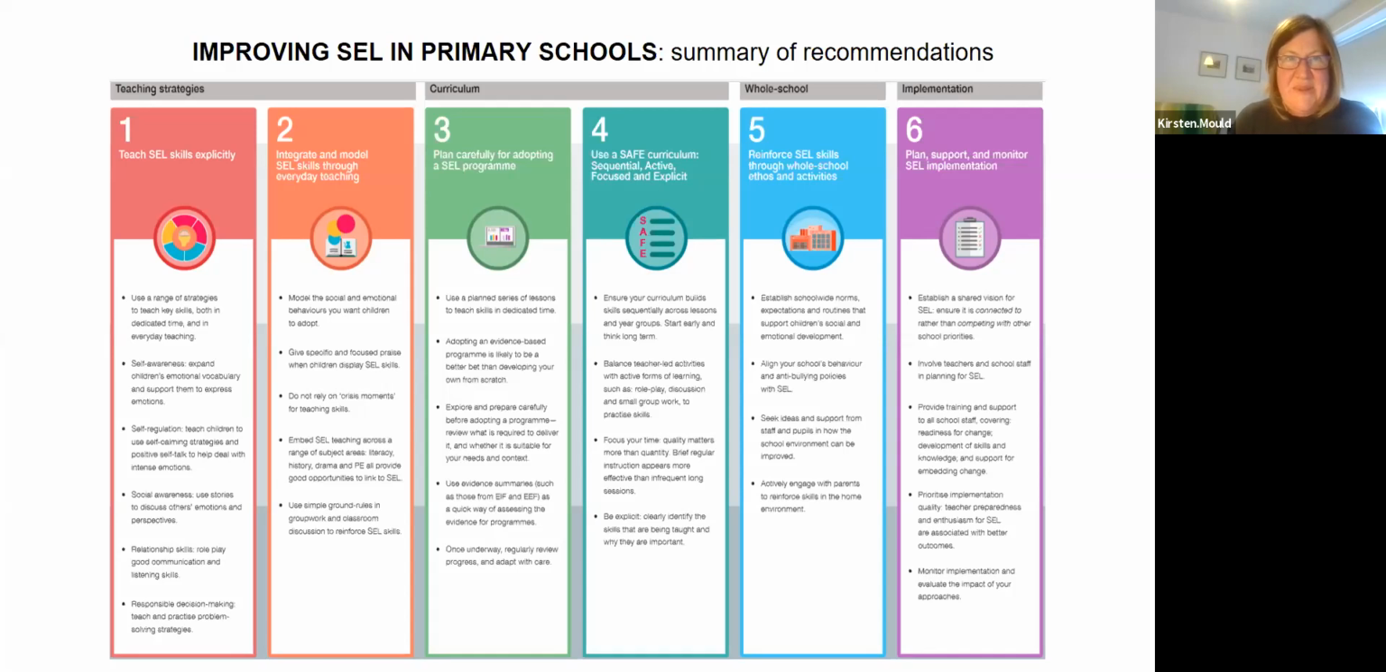So what I'm planning to do is to go through each of these recommendations individually, and for some of them just to pause and do a little bit of reflection on each one, and we'll take you through that path, and then at the end think about how SEL can be brought together through effective learning behaviours.